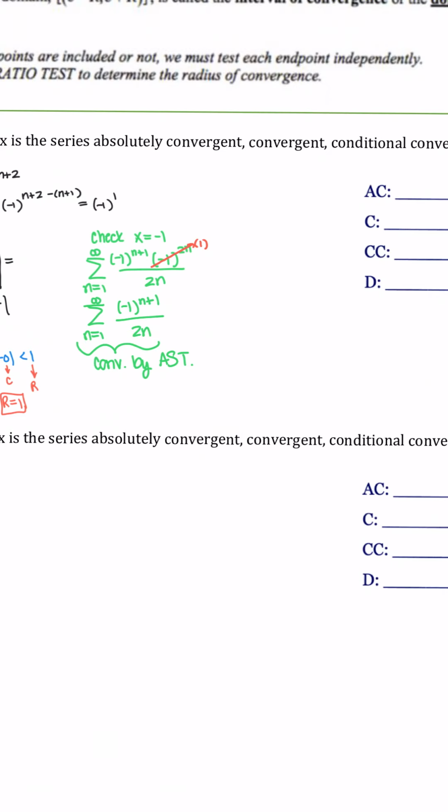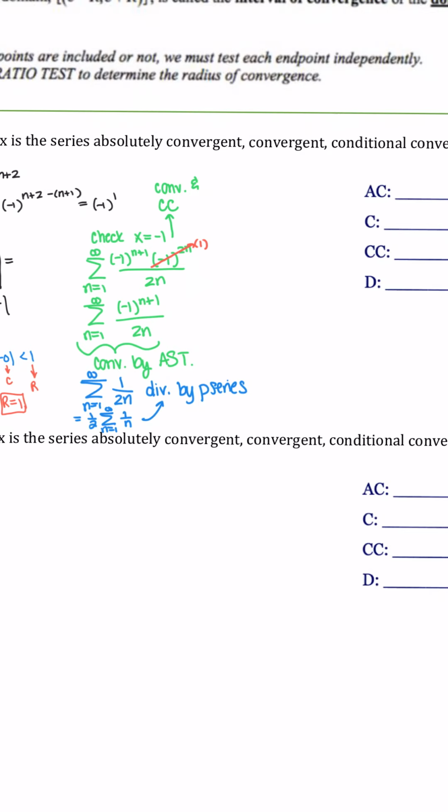But then if I consider absolute convergence, that would take away that alternation. And that negative 1 to the n plus 1 would just become a 1 over 2n. And this is going to diverge by p series because I can pull out the 1/2. Let me go ahead and write that. This is equal to 1/2 times the sum from n equals 1 to infinity of 1 over n. So there I see that divergent p series. So therefore, at x equals negative 1, the series converges and it conditionally converges.